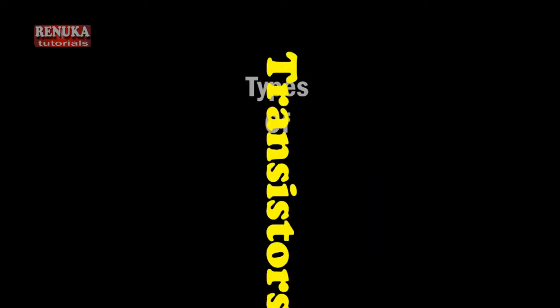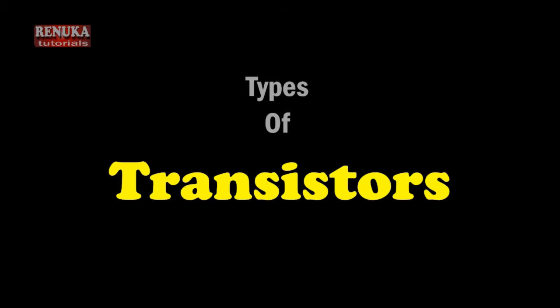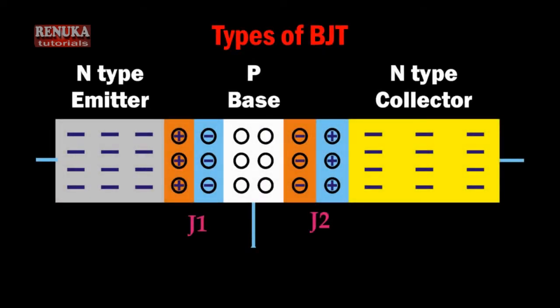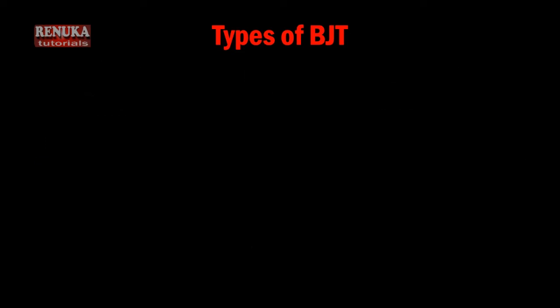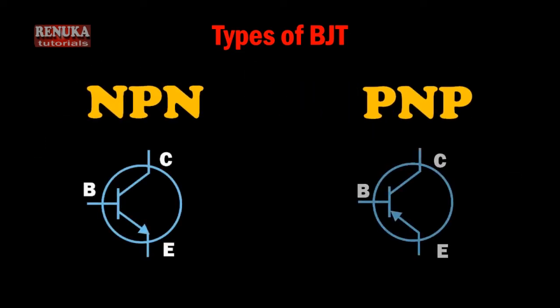The first topic here in the study of transistor is the types of transistor. A bipolar junction transistor is a silicon or germanium type crystal which has three regions present in it. The names of the regions are emitter, base and collector. These transistors are formed by combining two PN junction diodes, and one junction is in between the emitter and base and the other junction is in between base and collector. The types of BJTs so formed are called NPN transistor or PNP transistor.